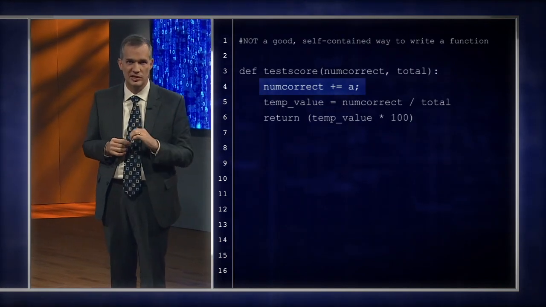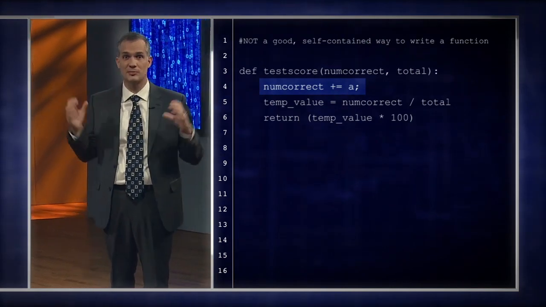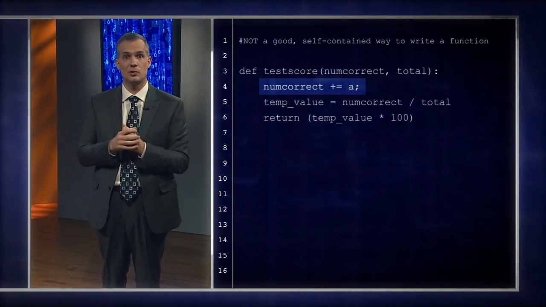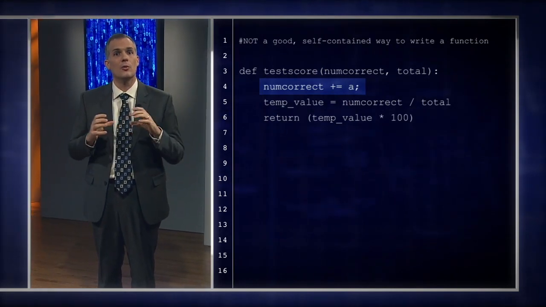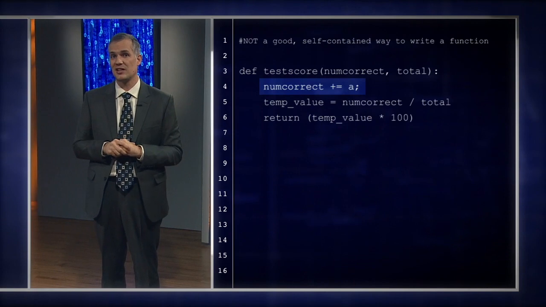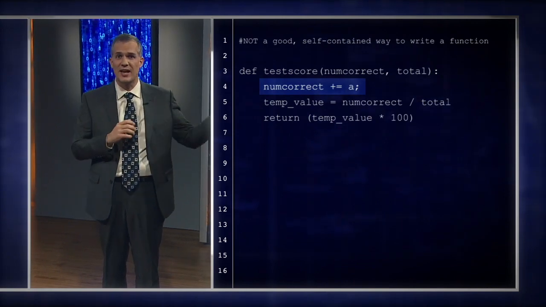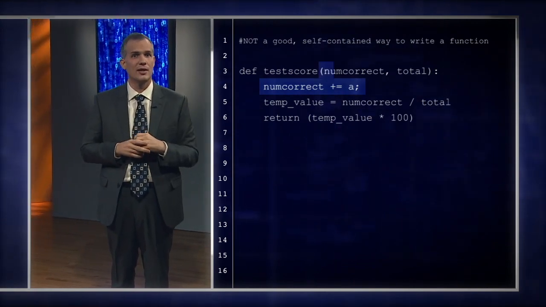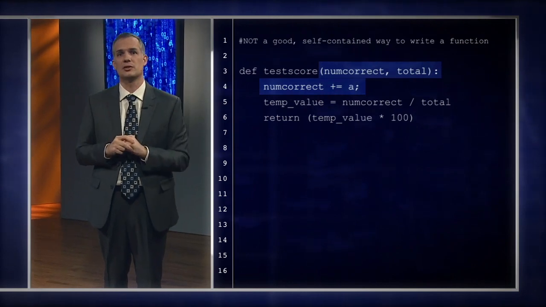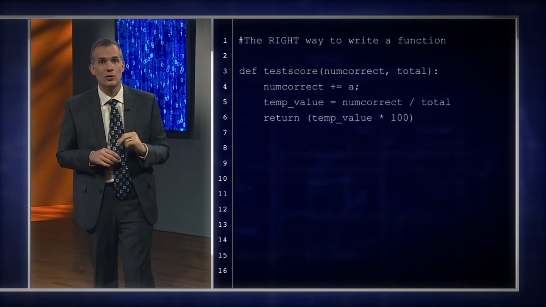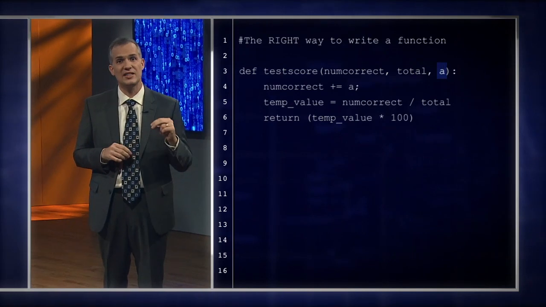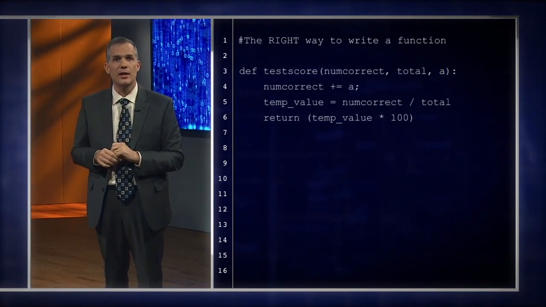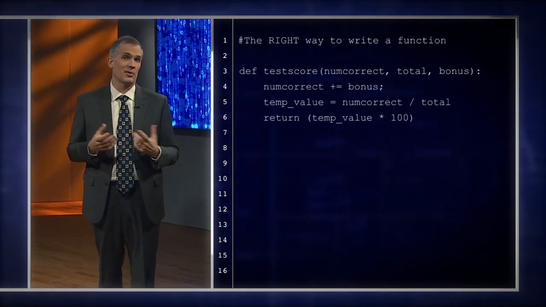Remember that the whole reason we write functions, the whole reason we use abstraction, is to reduce the conceptual complexity. Well, here we haven't really reduced complexity that much, since we still have something outside the function that affects it, and it's not contained in our parameter list. The right way to approach this problem would be to pass a in as a parameter. And it would be even better to choose a name other than a.